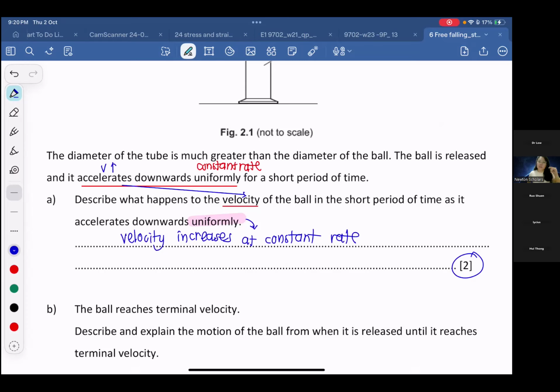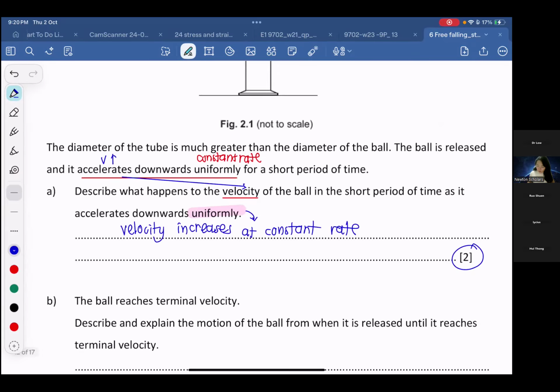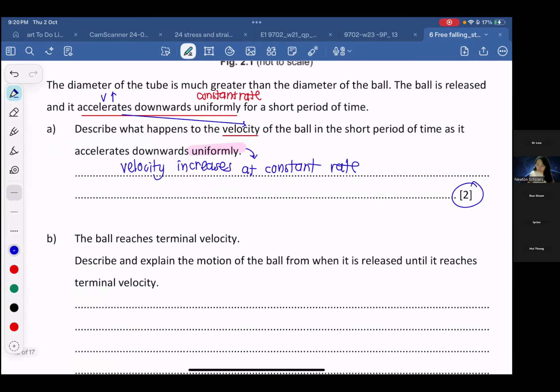For example, initially it is 9.8 meters per second squared. It will maintain for a very short period before the air resistance comes out. So for the ball it is also the same. They start before the drag force produced in the liquid comes out. So they will be increasing the velocity at a constant rate. The ball will reach the terminal velocity.